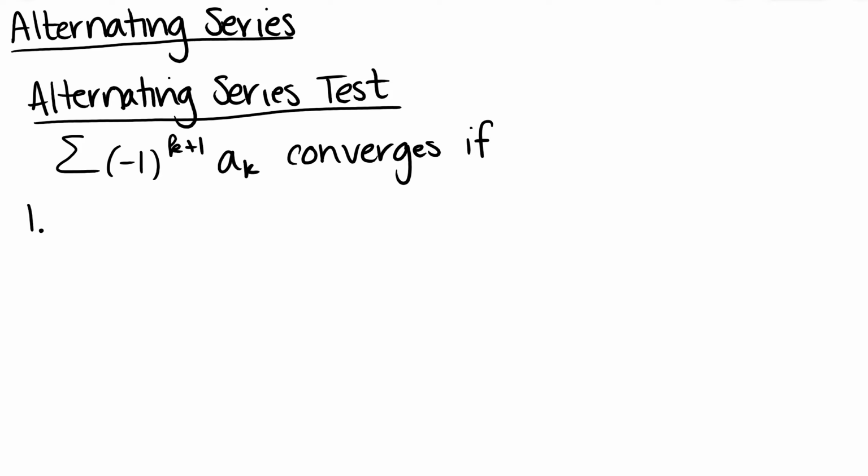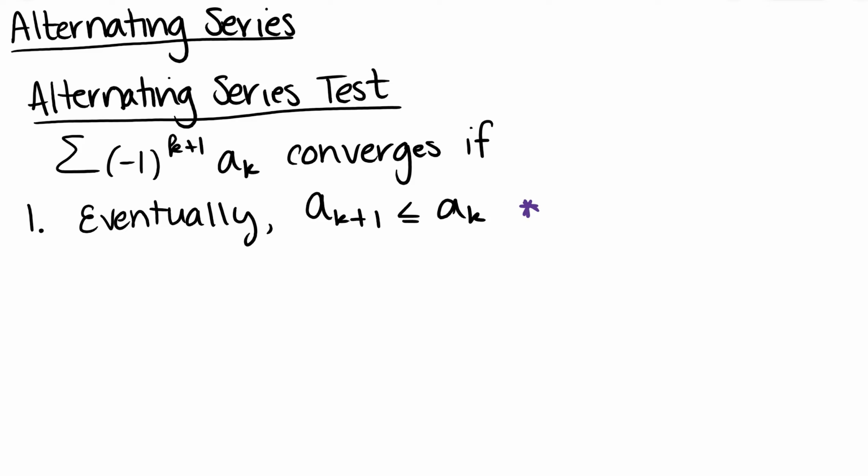alternating series test. The first thing you have to show, this is going to be a really bad way of putting this, but eventually, we have to have that a sub k plus 1, excuse me, is less than or equal to a sub k. So basically what that says is that the series is non-increasing in magnitude, and this one right here, you have to show. This one is going to be tricky to show. And then the next one is the limit as k approaches infinity of the kth term must be 0.